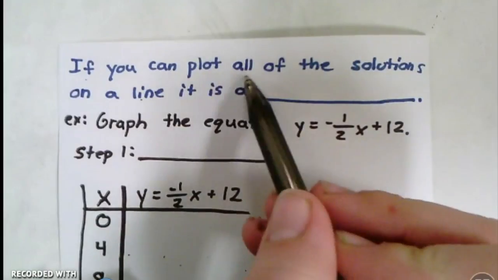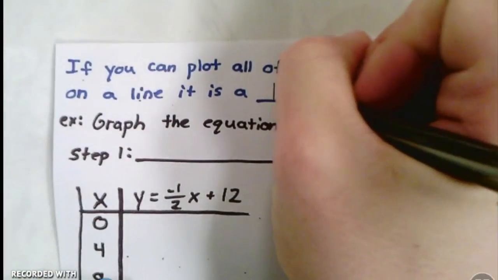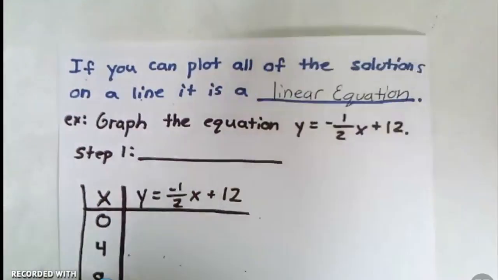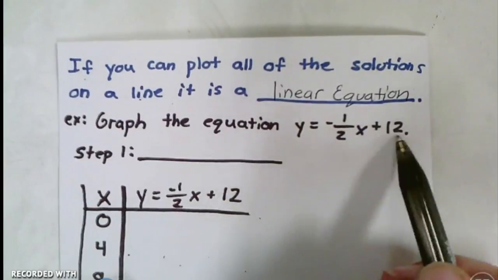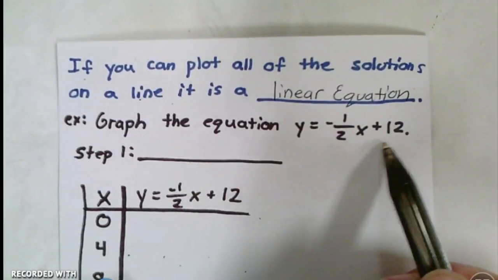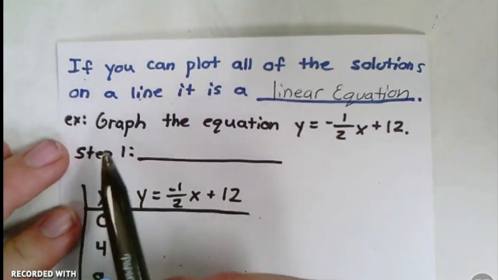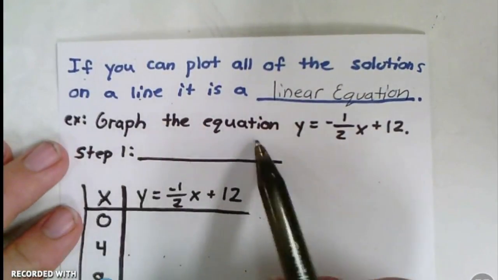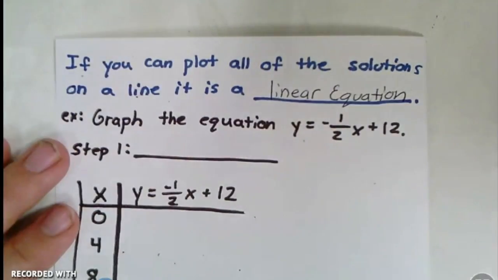If you can plot all of the solutions on a line, it is called a linear equation. So a linear equation means that when you come up with ordered pairs for this and you plot them on a graph, they'll all form a line. Here's an example. Graph the equation y equals negative 1/2 x plus 12.